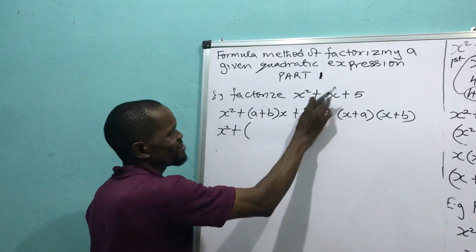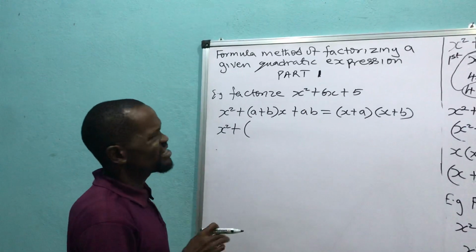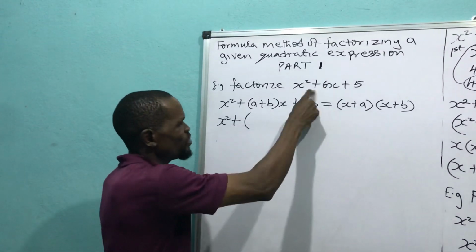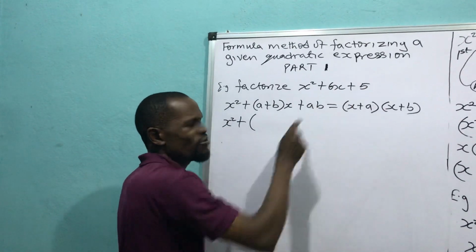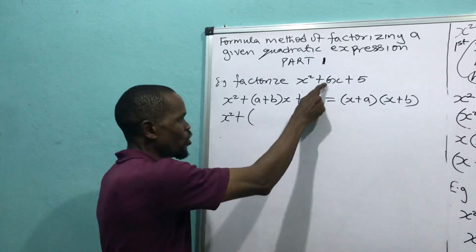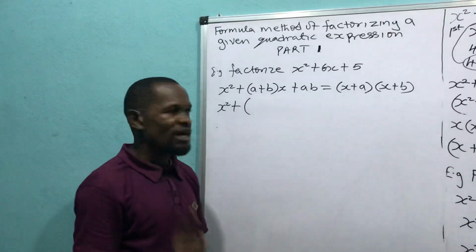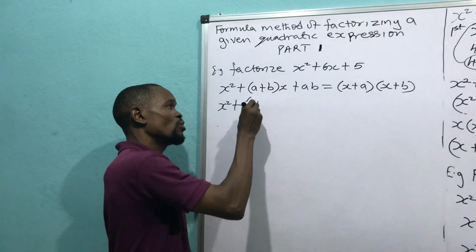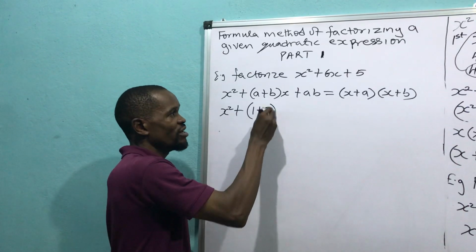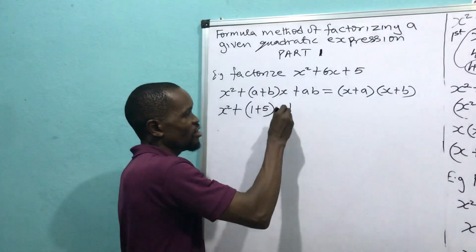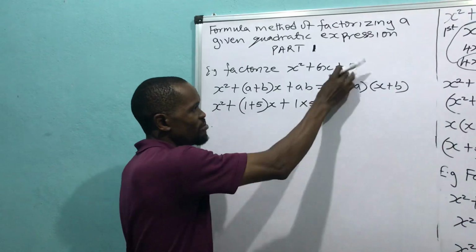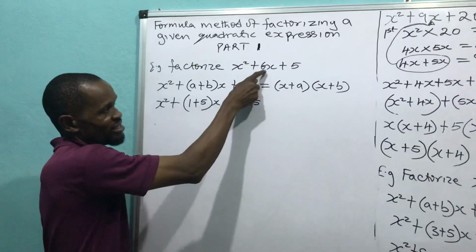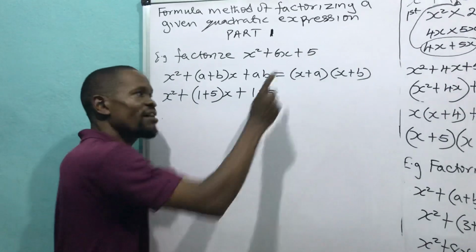I will now say x squared plus, then looking at the 6: what will give me 6 when I add it together, and give me 5 when I multiply it? Follow. What will give me 6 when I add it together? What will give me 5 when I multiply it? And that should be 1 plus 5, which will give me 6. Then 1 times 5 will give me 5. Are you following? 1 plus 5 will give me 6. 1 times 5 will give me 5.